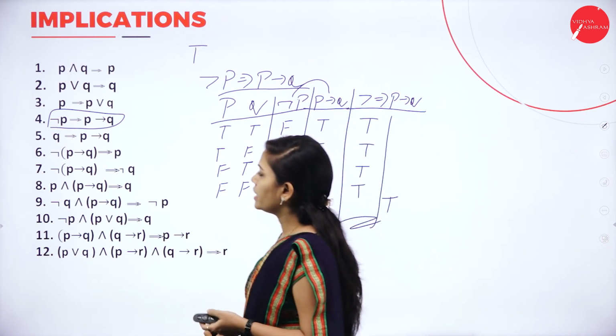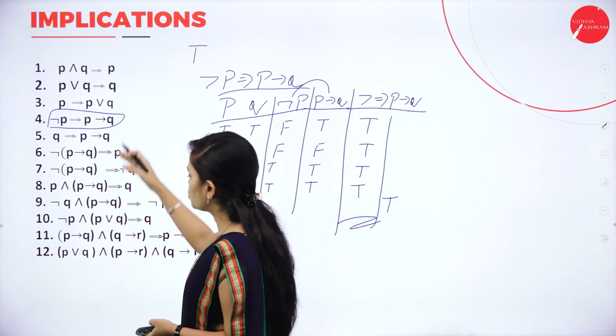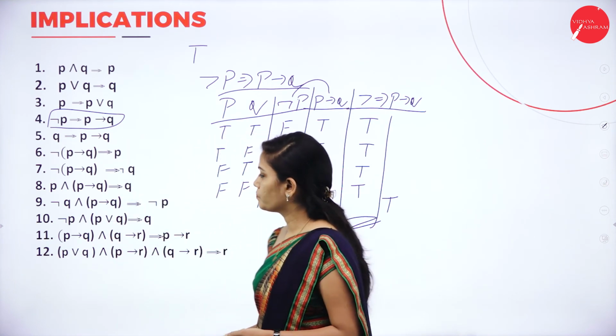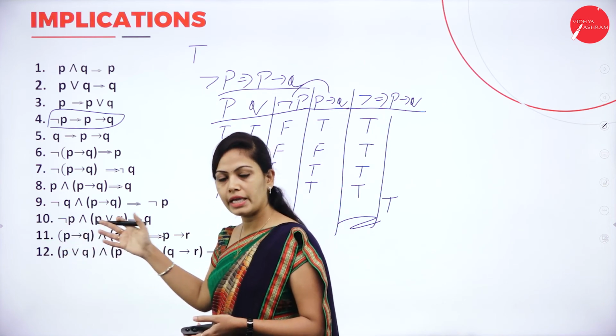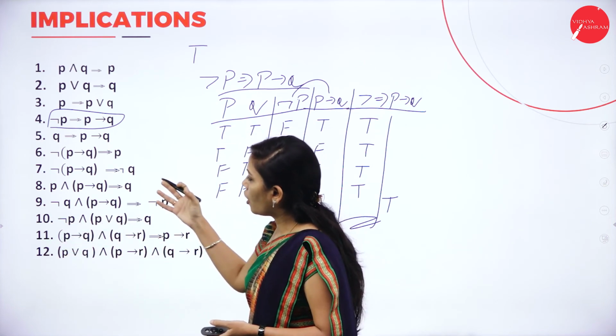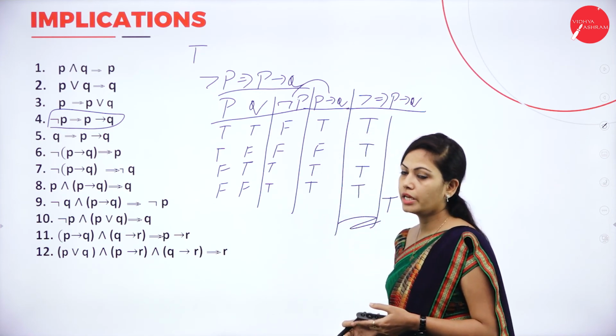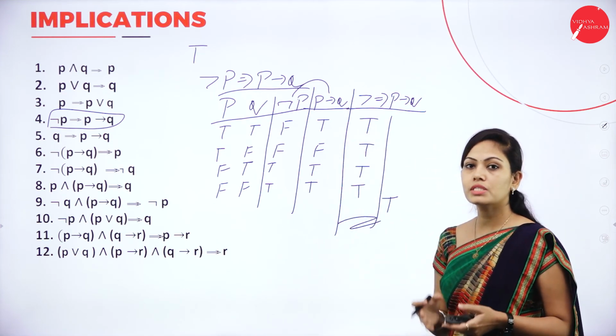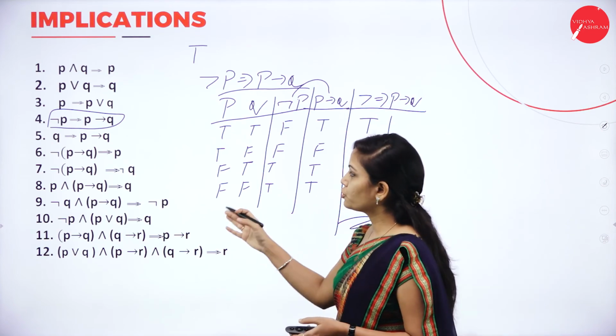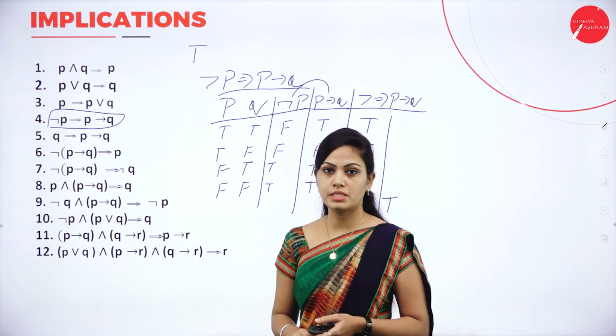So you can take any other examples here. We have 12 propositions. If you want, you can find out any other propositions. All the propositions are tautological implications because all the truth values are true only. You have to remember this implications table.